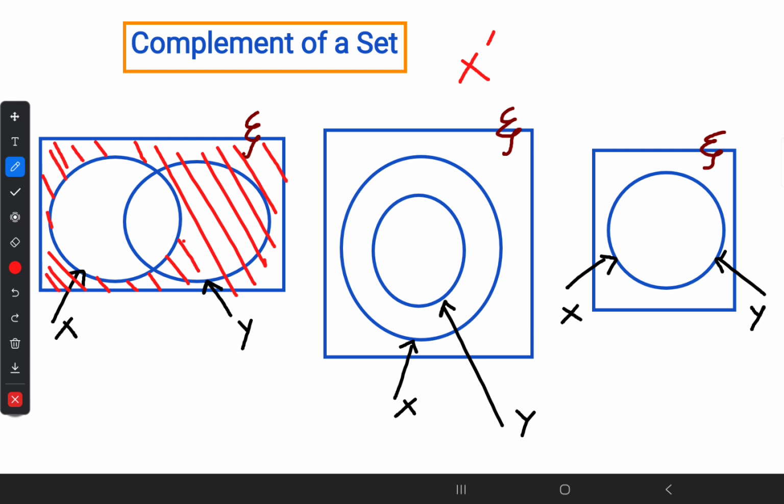In the second case, just look at it. Don't color the X circle. Any component that belongs to the X circle, you cannot color. Outside that, you can color the entire region.